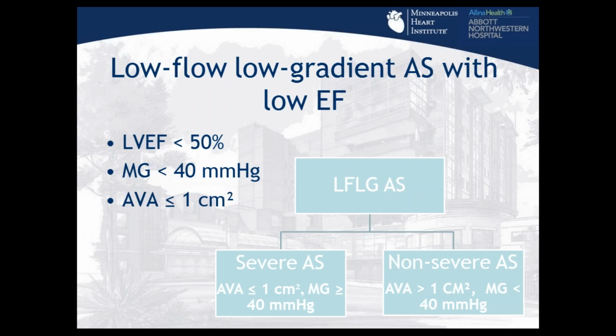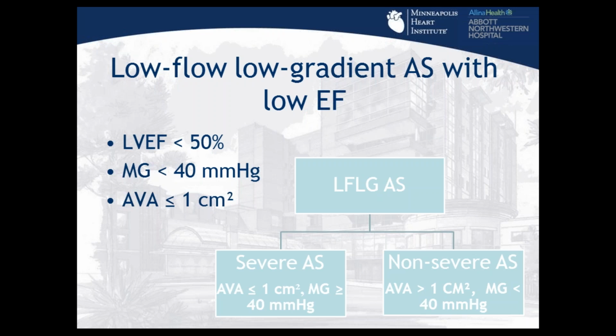So we get started with the low flow, low gradient aortic stenosis with reduced ejection fraction. So that's how it's defined in the guidelines. It's when the ejection fraction is less than 50%, you have a mean gradient less than 40, and a valve area less than or equal to 1 centimeter squared. So as you see in this definition, and we'll come back to that later on, flow is defined by low ejection fraction. And that's actually still how the guideline defines it.